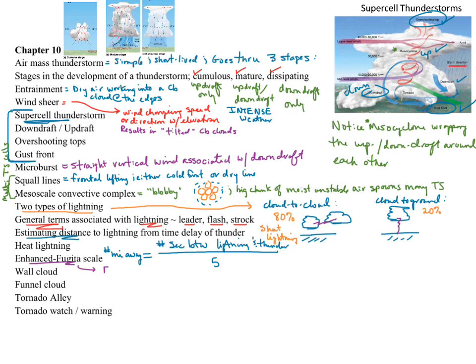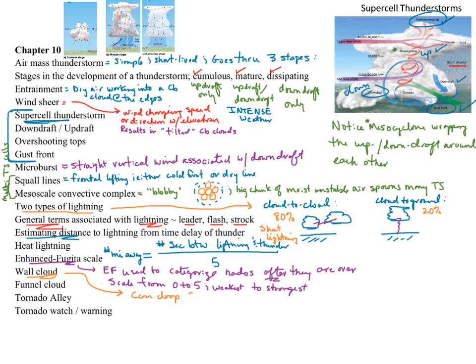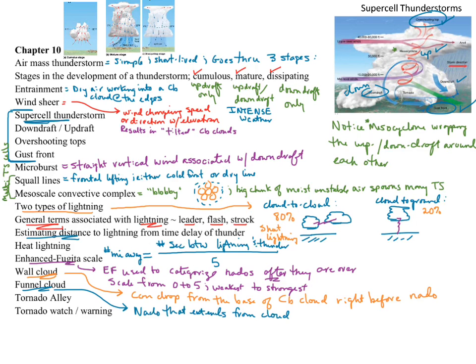The enhanced Fujita scale is the scale we use to categorize tornadoes, and it is a scale from 0 to 5. And notice one of the things about categorizing tornadoes is that it's done after the fact. So a wall cloud may or may not precede the tornado. What wall clouds do is they drop down from the base of the cumulonimbus cloud, and like I said, they may or may not be the precursors of a tornado. Speaking of tornadoes, a funnel cloud is basically a tornado that extends from the cloud but does not reach the ground.